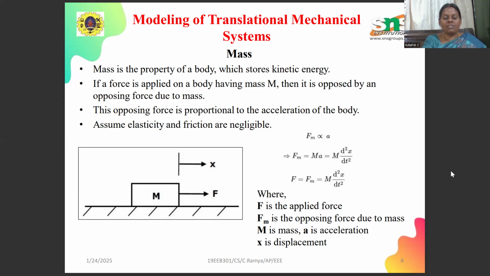And this picture represents how the elements are present. The system, that is the body, has mass alone, and we are applying the force, which has the displacement of x. So from the equation F equals m into d square x divided by dt square, let me explain. F is the applied force, Fm is the opposing force due to the mass, m is the mass which has the acceleration a, and x is the displacement.